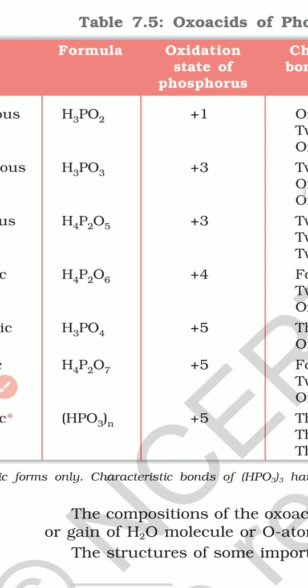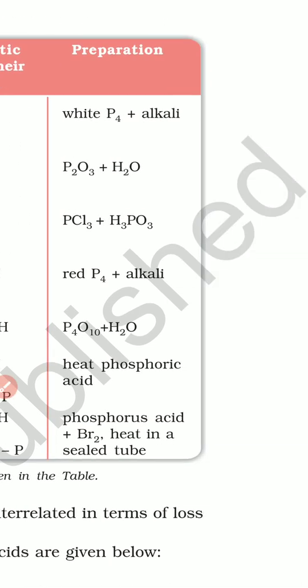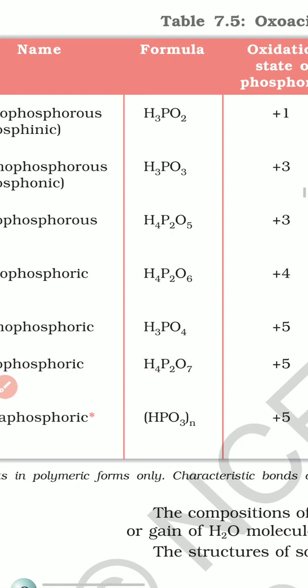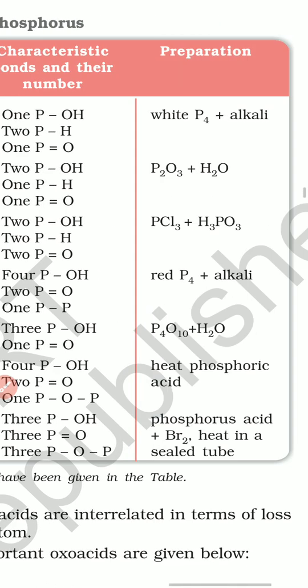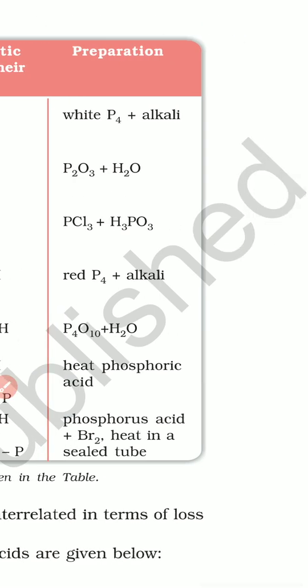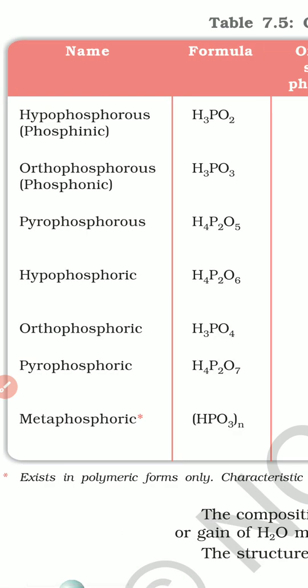Next one is H4P2O5. How will you get it? PCl3 molecule reacts with the H3PO3 molecule, and we will get H4P2O5. And next one is H4P2O6. How can you get it? Red phosphorus reacts with alkali, and we will get this compound H4P2O6.